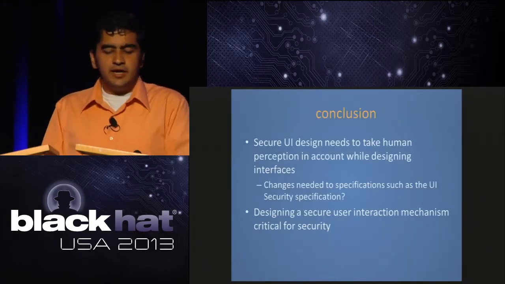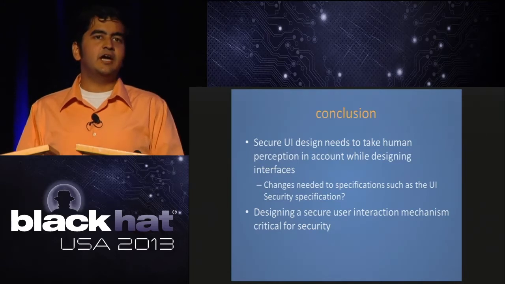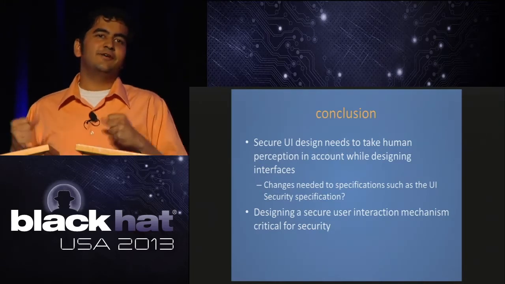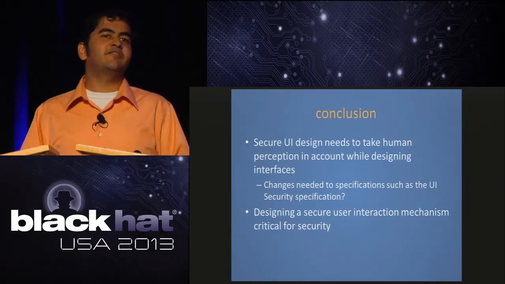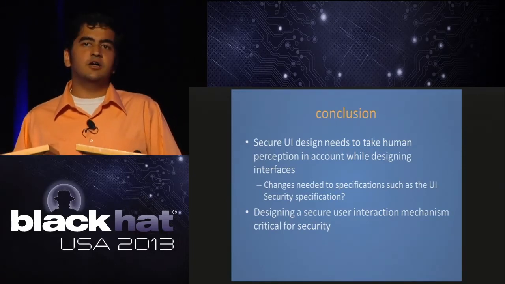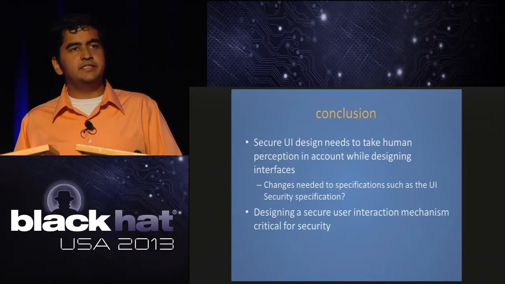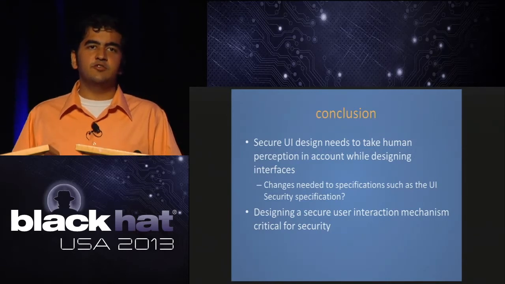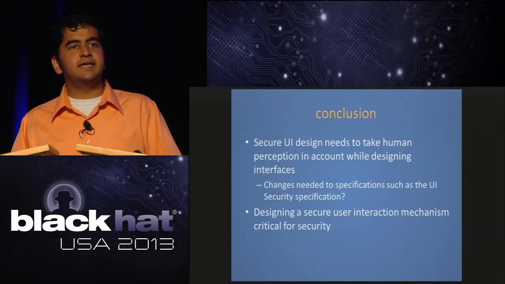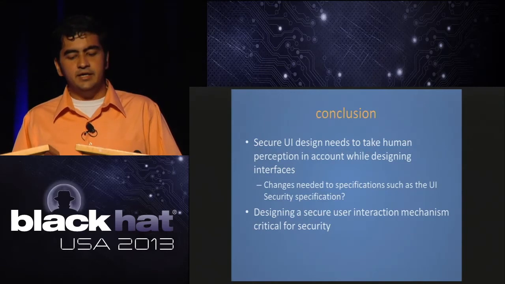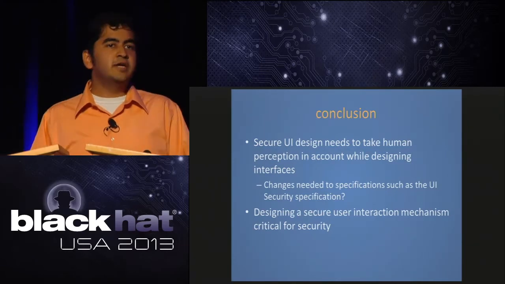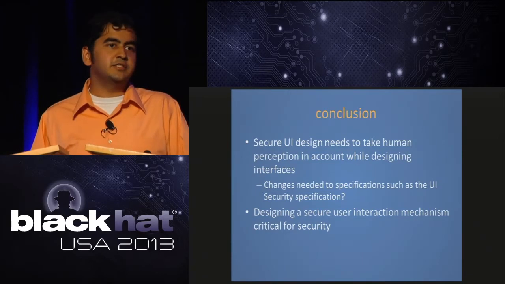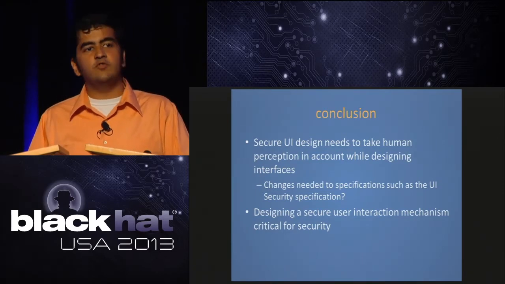And so in conclusion, secure UI design till now has worked with this model of, if this sensitive button is fully visible for some amount of time, we are safe. That is not a good enough model, according to me. We need to really start taking human perception and limitations of human perception into account while designing secure user interfaces. And possibly some changes are needed to the UI security specification, or maybe just the fact that this specification is not a panacea and it's not going to solve all our problems.